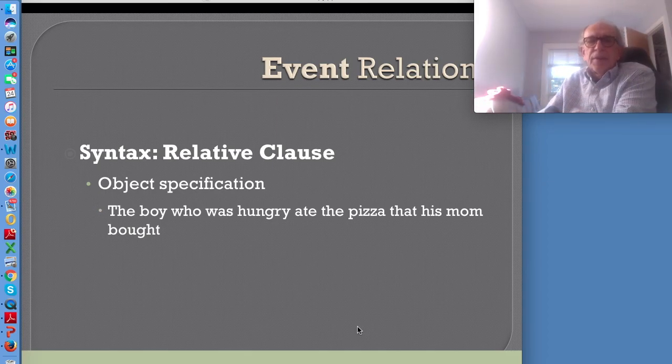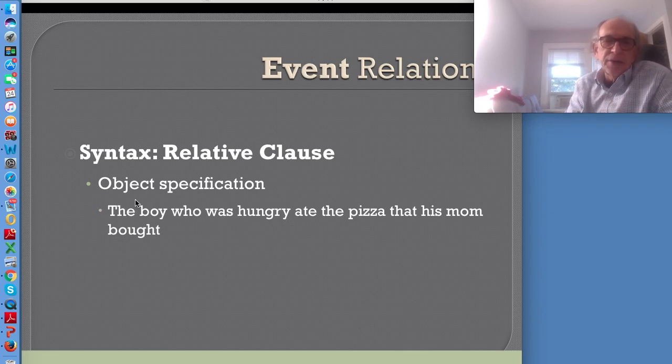That would be complementation syntax, and with the content category epistemic. I know. In this case, there's a phrase that expands on the noun. So, who was hungry? The boy who was hungry ate the pizza that his mom bought. This one has two relative clauses in it. And a relative clause is a phrase or sentence within another sentence that's part of the noun phrase, subject, or the complement. And it expands on the noun. It gives you more information about the noun. So the boy, that's the noun, the boy.